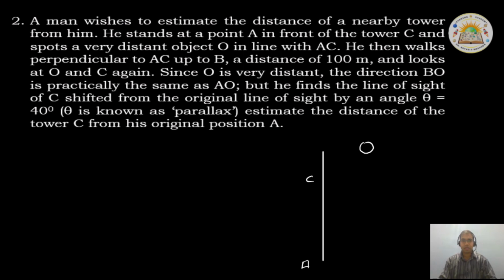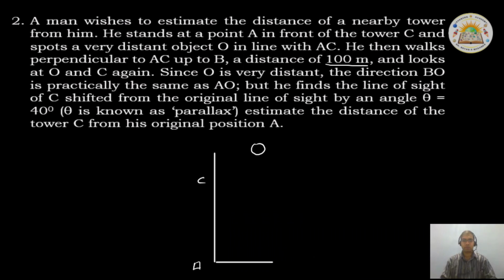Now, AC is perpendicular to B at a distance of 100 meters. So that means 100 meters away from point A, I will go ahead and draw point B. So 100 meters away means we can do it like this. So we'll draw a straight line which is moving like this. Okay, so this point I will name as point B, and this I'm going to mark as 100 meters.